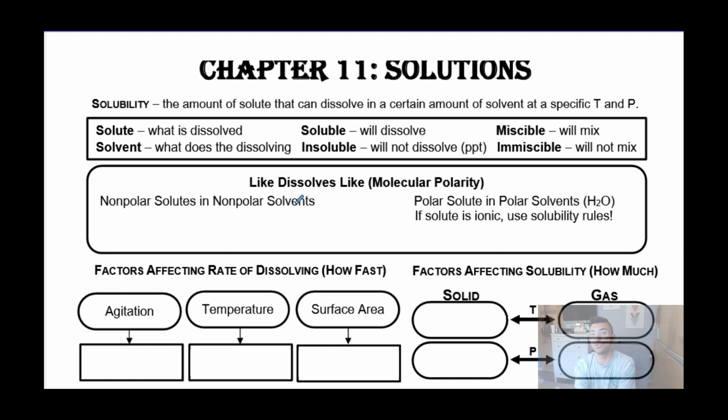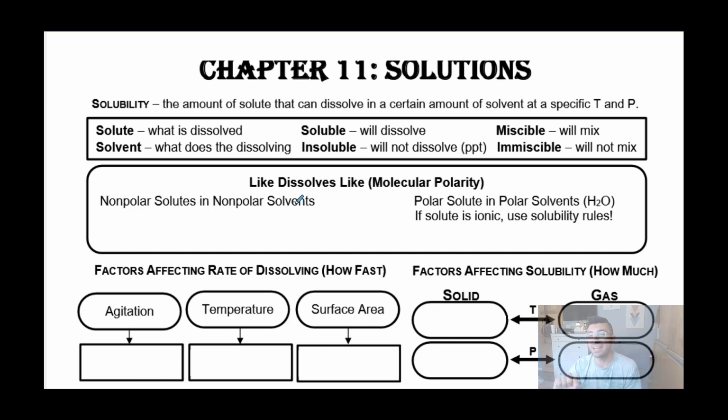Really, the solution's only going to form if, at a bare minimum, the new attractions are somewhat similar to, hopefully stronger, but somewhat similar to the attractions that existed before with the isolated solute and solvent. For ionic substances, we throw that under the polar solute category because ionic substances have ions, positive and negative ions. So they will act polar in a solution.